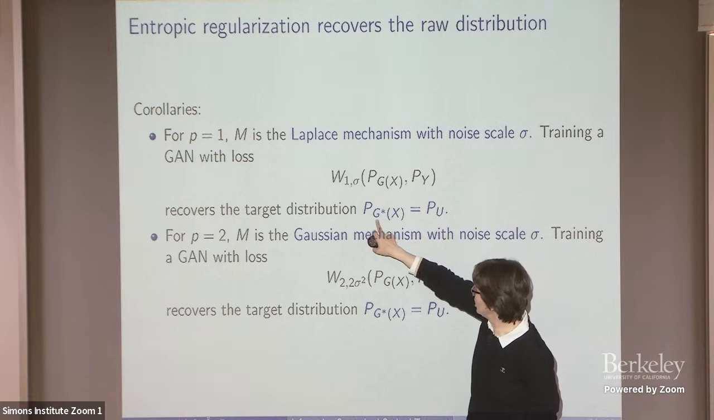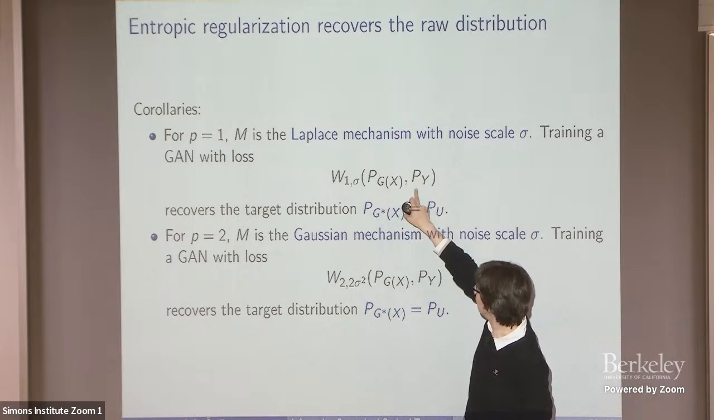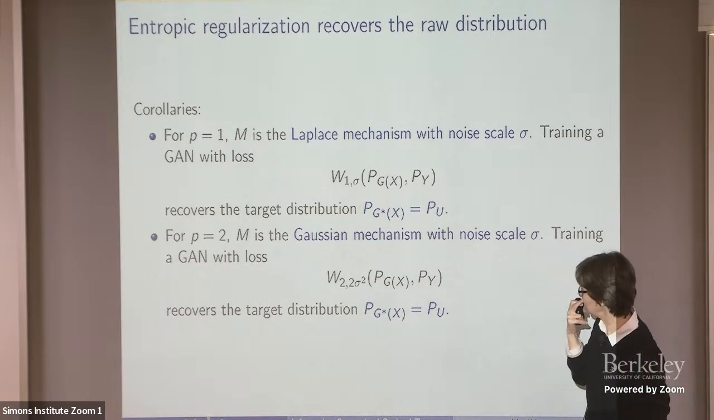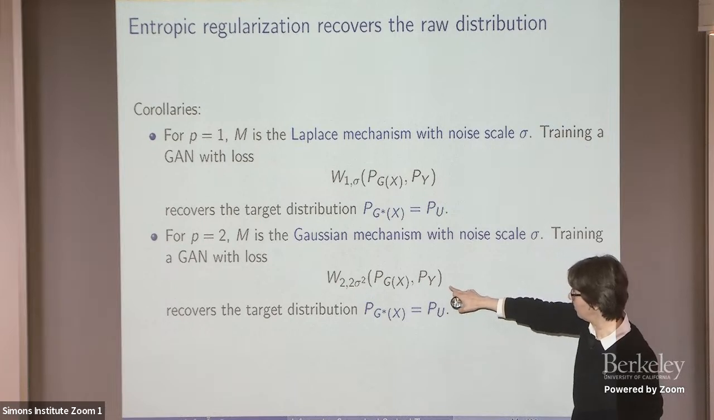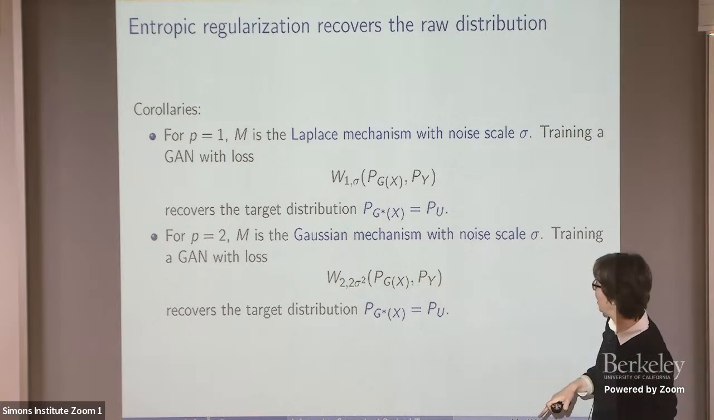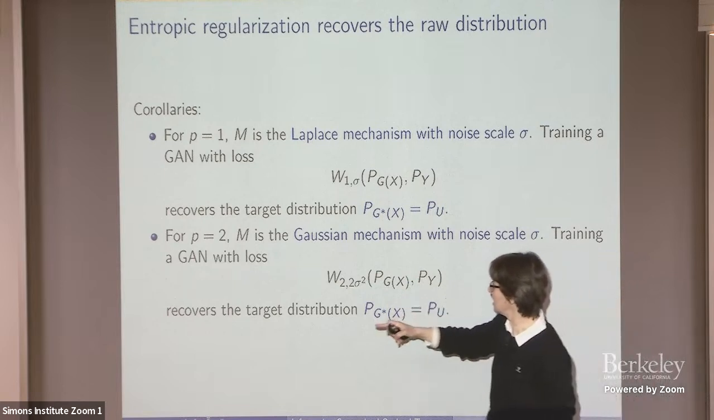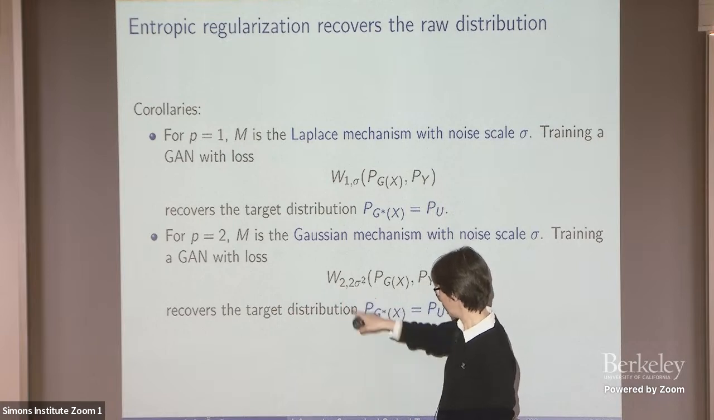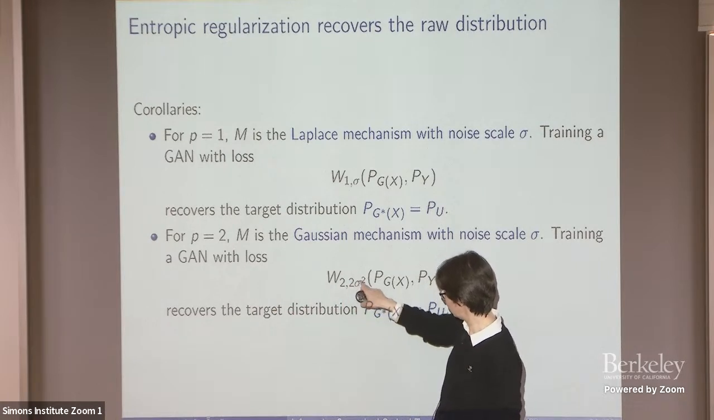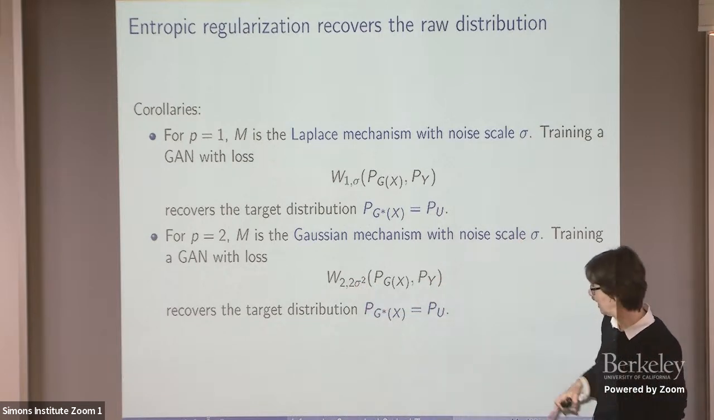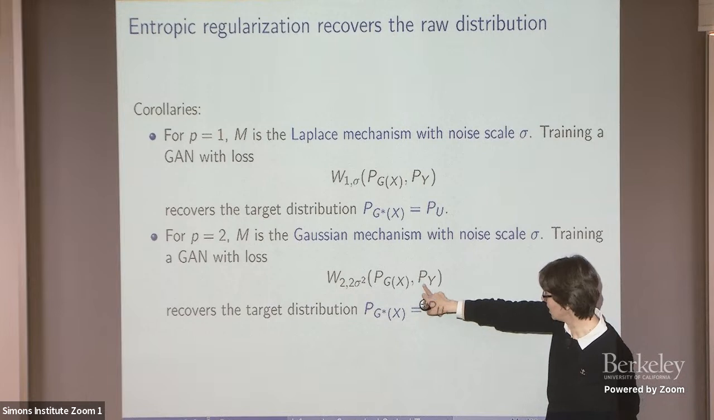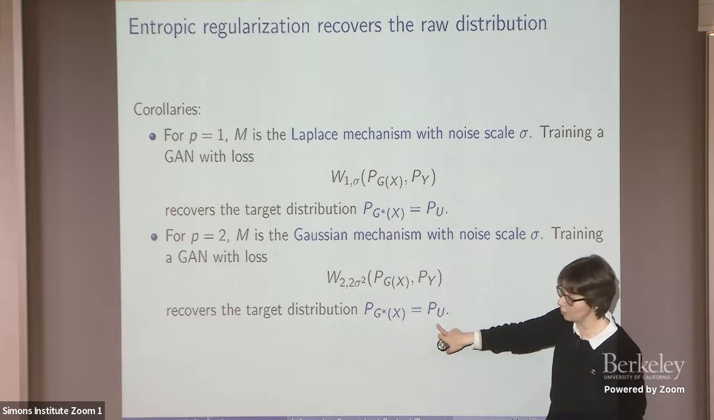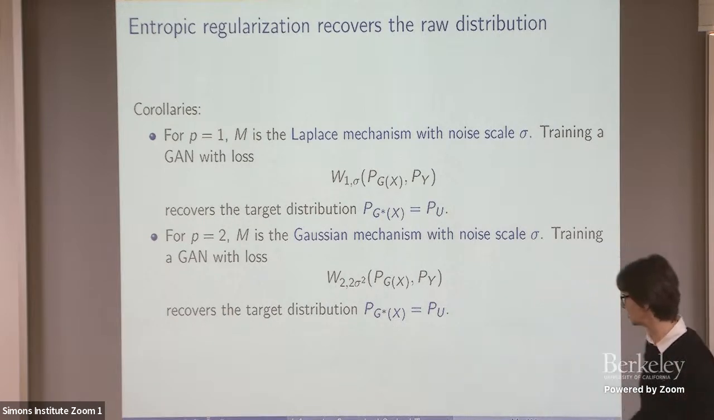So at the output of your generator, you won't be generating the privatized distribution, but you'll be generating the raw distribution. This is what I'm saying. And again, in the case with the Gaussian mechanism, now in this case, p is equal to 2, so you should use the quadratic Wasserstein distance with, again, information regularization, and this regularization parameter has to match this noise scale. And same thing, if you plug in here the privatized distribution, what you will generate at the output of the optimal generator will be the true distribution, the raw distribution of the samples.